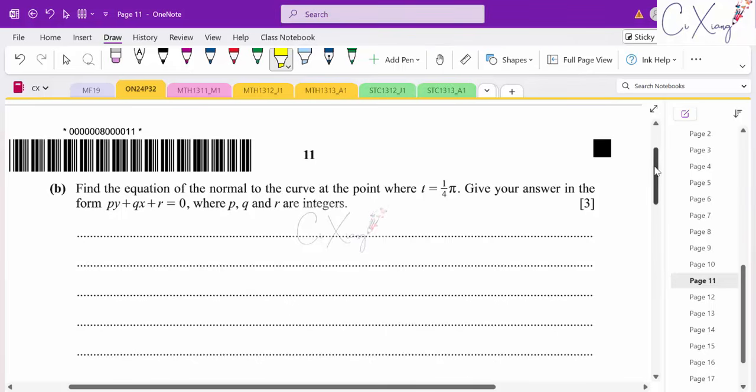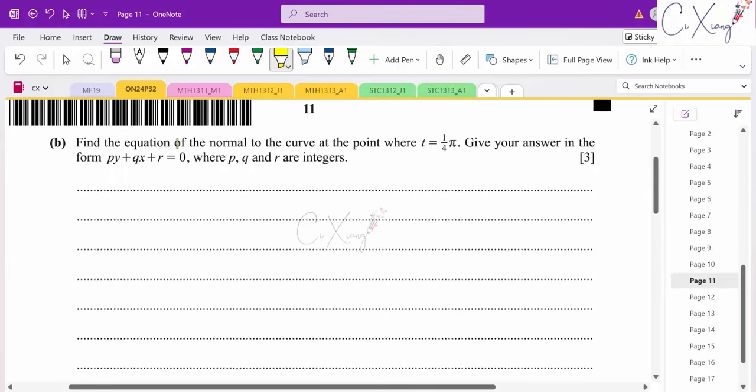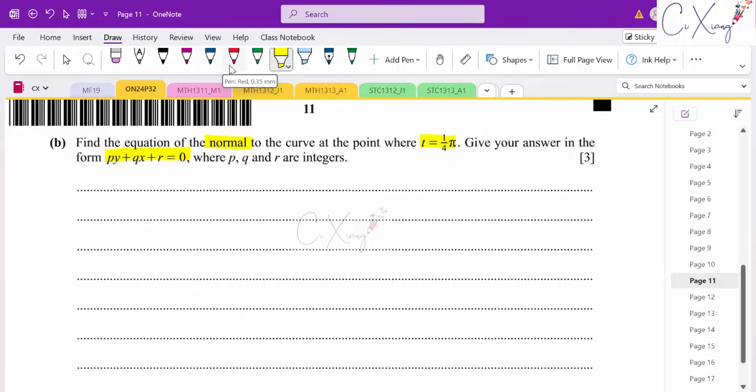For part B, we are having this. They want us to find the equation of normal to the curve at this point. So give your answer in this form, where P, Q, R are integers. Alright, so to find out the equation of normal, I need two important things. The first one is I need the gradient of normal. After that, I need the coordinate x and y. What is the passing point?